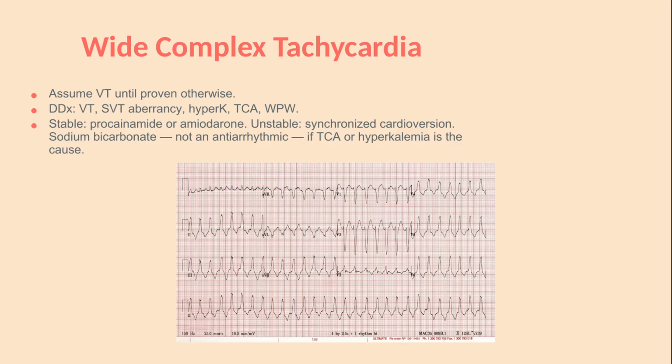For the rest, stability decides the path. Unstable patients receive synchronized cardioversion immediately. Stable patients can trial an antiarrhythmic, procainamide or amiodarone, with pads on and the cardioverter within reach. Do not use verapamil or diltiazem in undifferentiated wide complex tachycardia. That is a classic board question and a classic real-world disaster.